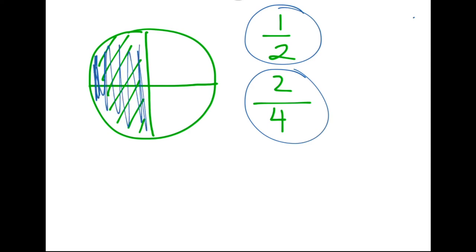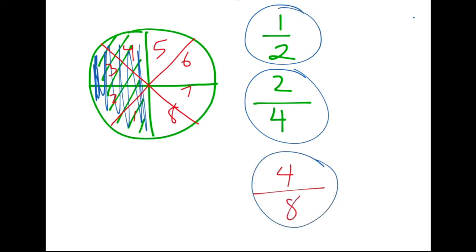In fact, we can go ahead and divide this circle into more pieces. What will be the fraction this time? Now I have 1, 2, 3, 4 shaded parts out of a total of 1, 2, 3, 4, 5, 6, 7, 8. Out of a total of 8. So this is another fraction. These 3 fractions are equivalent because they represent the same shaded part.